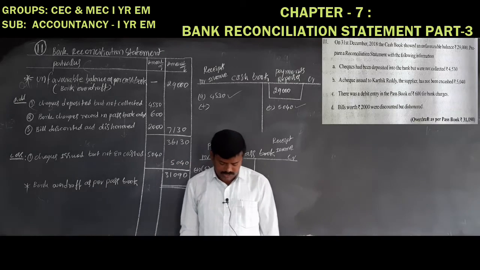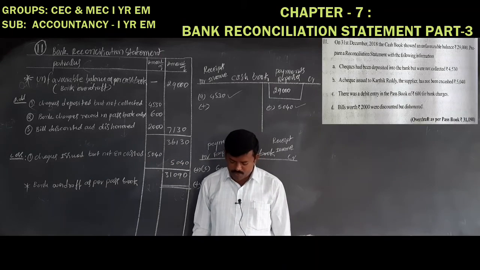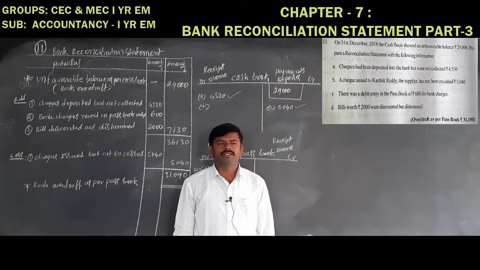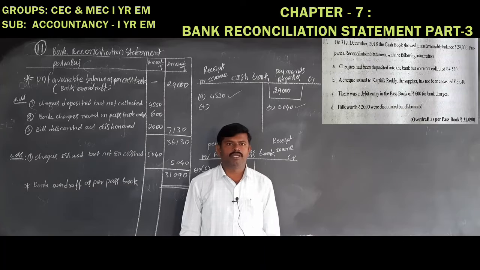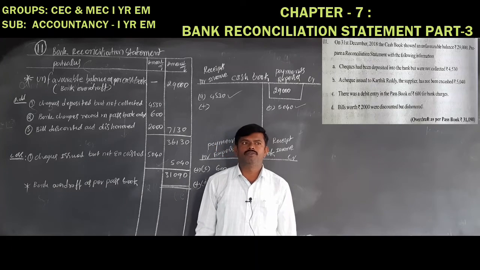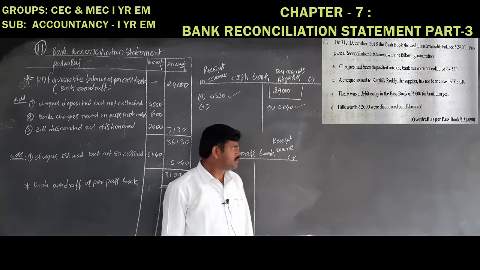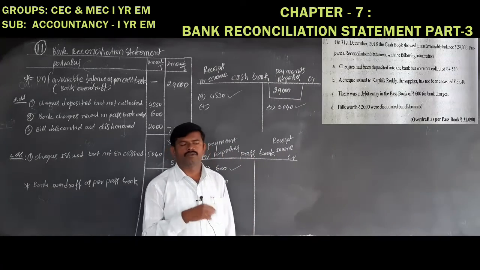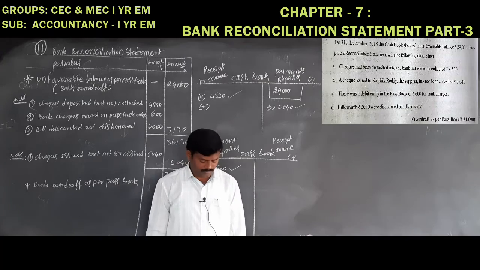Next, there was a debit entry in the passbook of 600 rupees for bank charges. The bank charges information is not known by the account holder. It is recorded in the passbook only. So these bank charges are recorded in the passbook only.